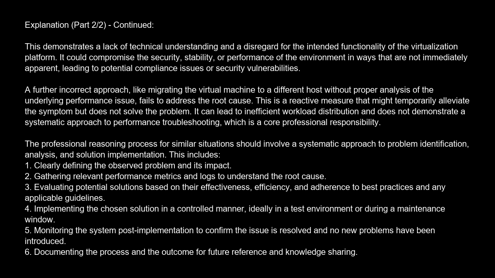The professional reasoning process for similar situations should involve a systematic approach to problem identification, analysis, and solution implementation. This includes: 1. Clearly defining the observed problem and its impact. 2. Gathering relevant performance metrics and logs to understand the root cause. 3. Evaluating potential solutions based on their effectiveness, efficiency, and adherence to best practices and any applicable guidelines. 4. Implementing the chosen solution in a controlled manner, ideally in a test environment or during a maintenance window. 5. Monitoring the system post-implementation to confirm the issue is resolved and no new problems have been introduced. 6. Documenting the process and the outcome for future reference and knowledge sharing.